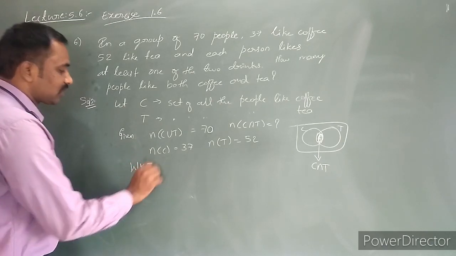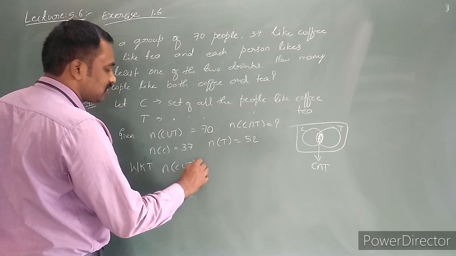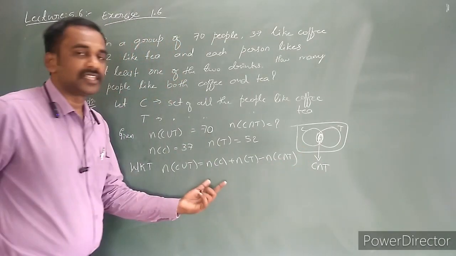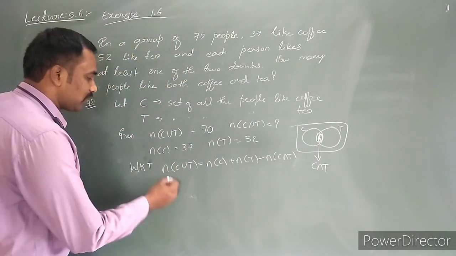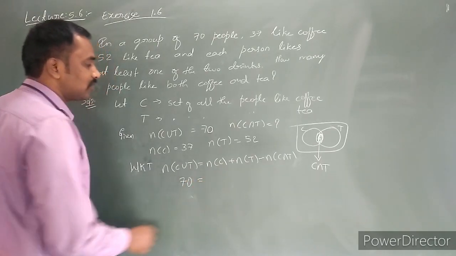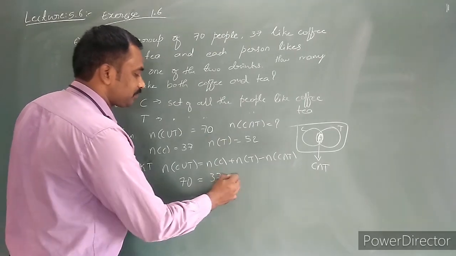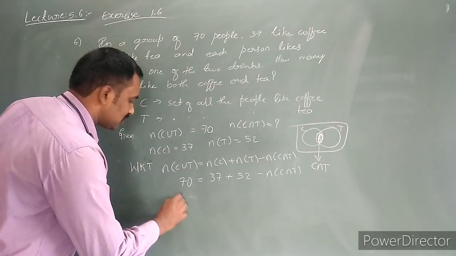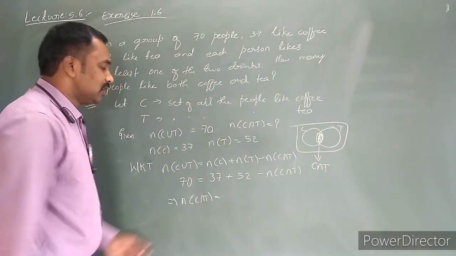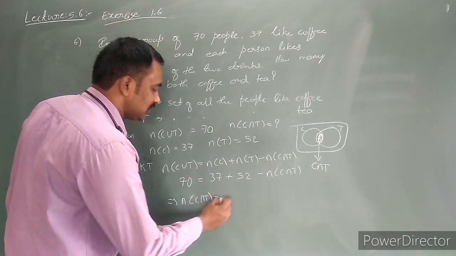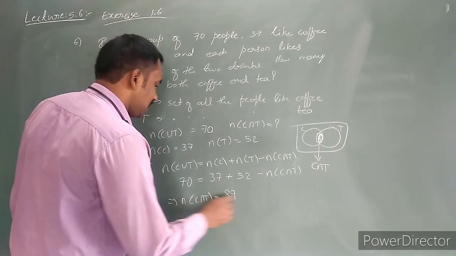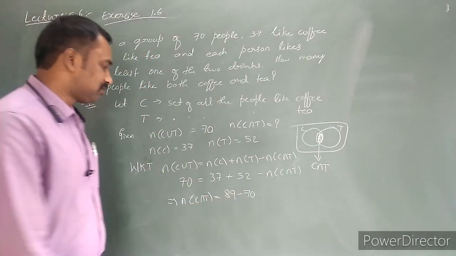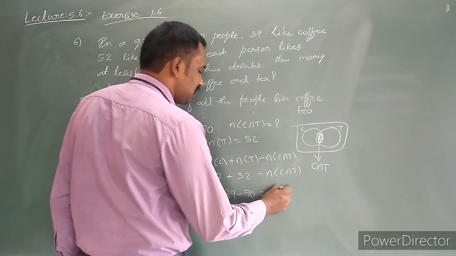Okay, so direct formula: n of C union T is equal to n of C plus n of T minus n of C intersection T. In the theory examination, compulsorily you have to mention the formula. Replace the values. 70 is equal to n of C 37 plus n of T 52 minus n of C intersection T. That one we are going to find. This is plus n of C intersection T is equal to 37 plus 52, that is nothing but 89. 89 minus 70, plus 70 is equal to right hand side. This negative quantity is equal to left hand side. 89 minus 70.